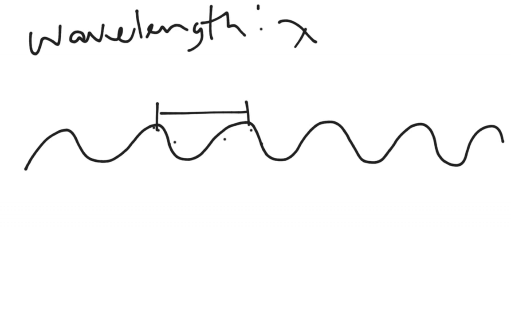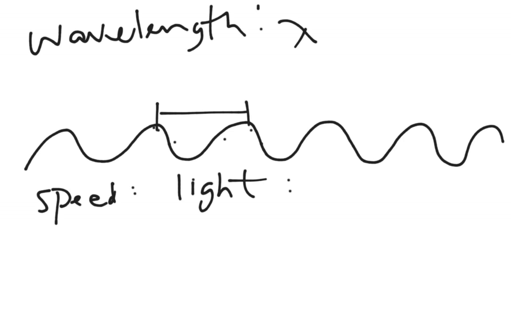That is the wavelength. Second is the speed, and all electromagnetic waves go at the speed of light, which this year we're going to change from 3.0 times 10 to the 8th to 2.9979 times 10 to the 8th. More sig figs, more accurate.